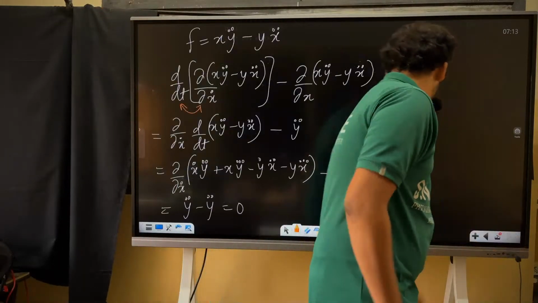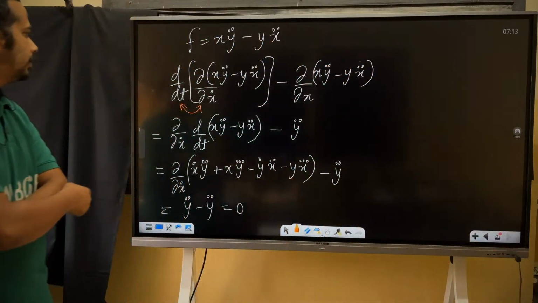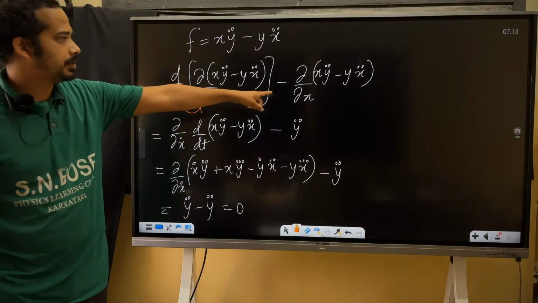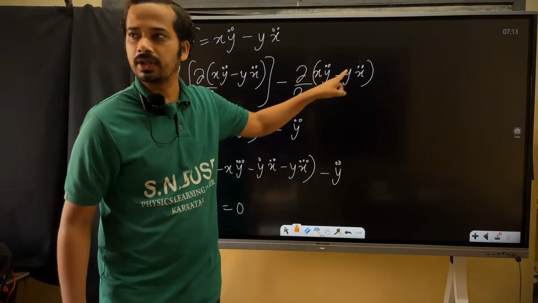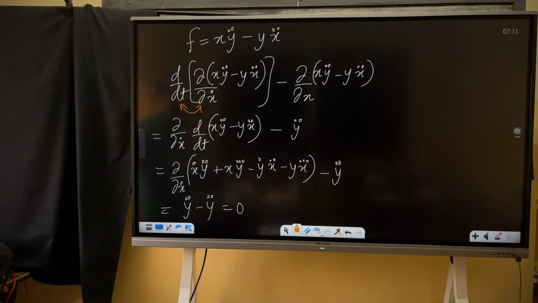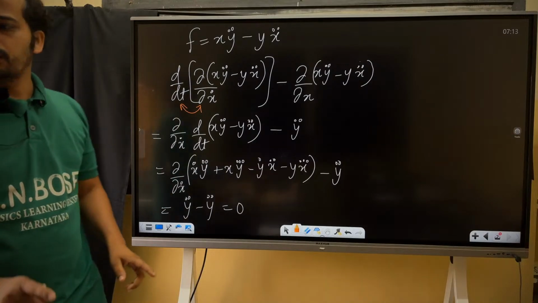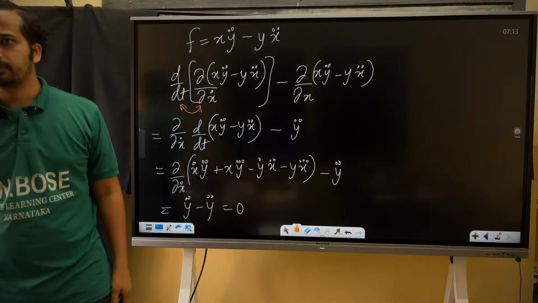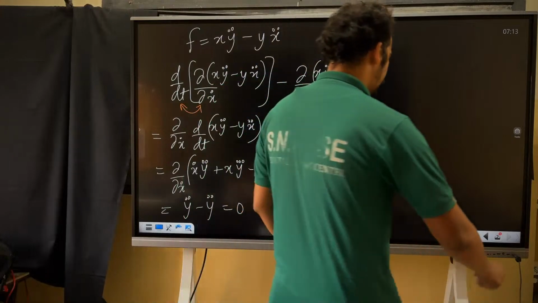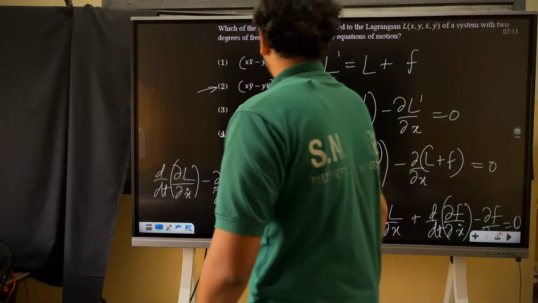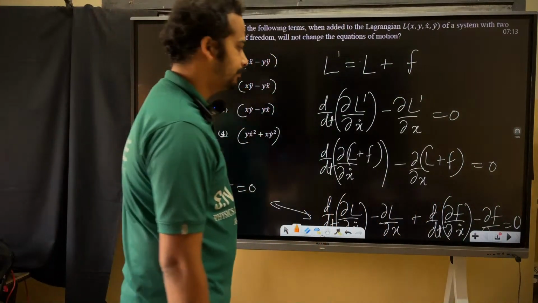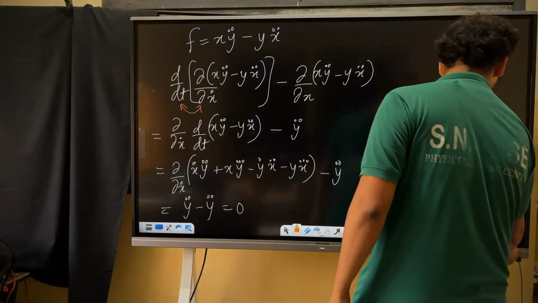And if it has y dot, then also the same thing will happen. Here some opposite sign will come, and it will again get cancelled. I wrote the equation for one of the generalized coordinates and proved that that is the right option. So the others won't be feasible. Option 2 is the feasible one.